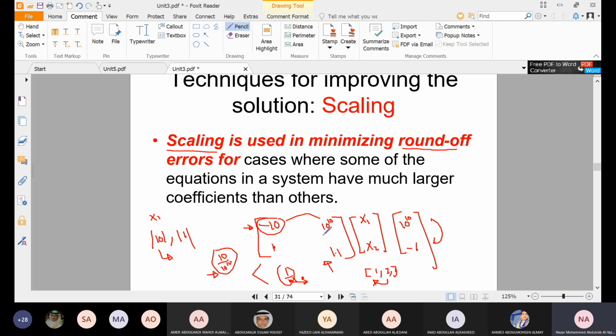This also will simplify the solution and the algorithm and make the process faster, because there is no need to swap between the rows. So we just continue elimination using Gaussian elimination. Okay, so this is the new method, Gaussian elimination with scaled partial pivot.